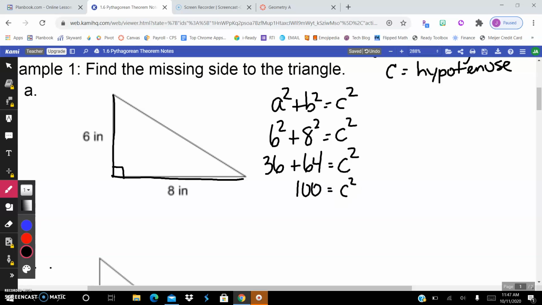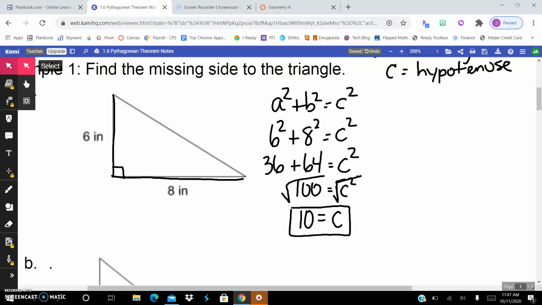Our last step in all of these questions is to get rid of the squared. The opposite of squaring something is to take the square root of it. So the square root of 100 is 10, and the square root of c squared would just be c. So the hypotenuse of this triangle is 10 inches.